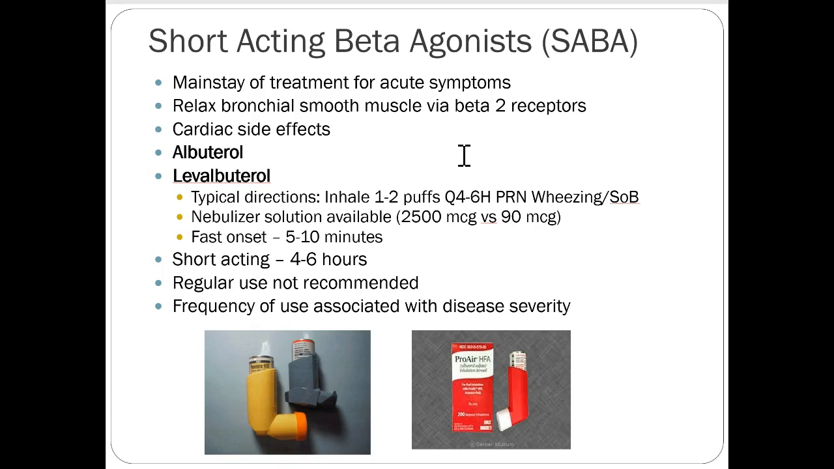And again, it's quite short acting, so we don't use this regularly. In fact, regular use is a surrogate marker for disease severity. So one of the questions they'll ask is, how often are you using your albuterol inhaler? If you're using it daily or more, that's a likely sign that your disease is not controlled.